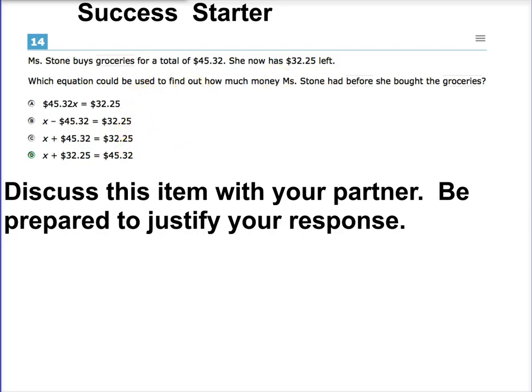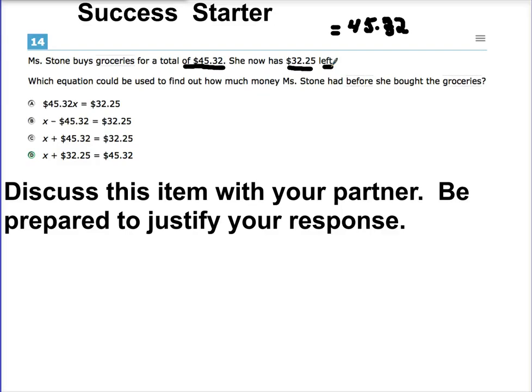Well, you need to think about what it is that you're looking at. And if it was a total, that's going to be the full amount. So if I'm thinking of an equation and I need to write something and I know that my total is going to be $45.32, I can go ahead and place this here. Oops, $45.32. And she has $32.25 left. So she still has that with her.